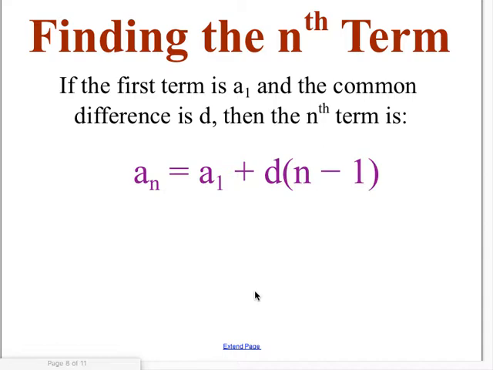The first term of our sequence we're going to call A1. Just like we had X1, Y1, that little subscript 1 is just there for a notation thing. The common difference is D, and the nth term, so that number that we're looking for, is N. So it's going to say the A stands for the term that we're looking for. So AN, the term that we want, is equal to the first term plus the common difference times N minus 1.